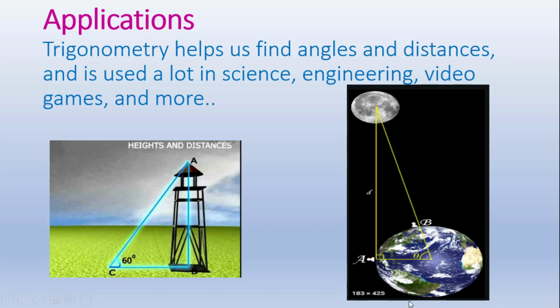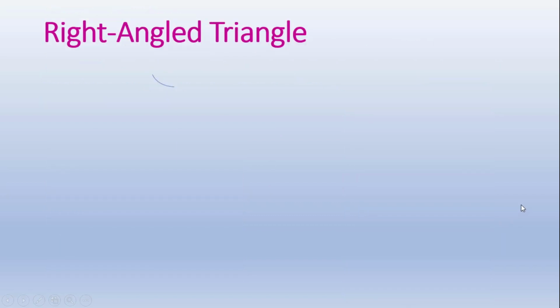Here suppose we have the Earth and the radius of the Earth is known to us, and we have to find the distance between the center of the Moon and the Earth. We can find this distance also with the help of trigonometry. Now we will see how we can find these distances or the angles related to the triangle. Trigonometry deals with the right angle triangle. That means you need a right angle triangle to study the ratios and to find the trigonometric ratios.